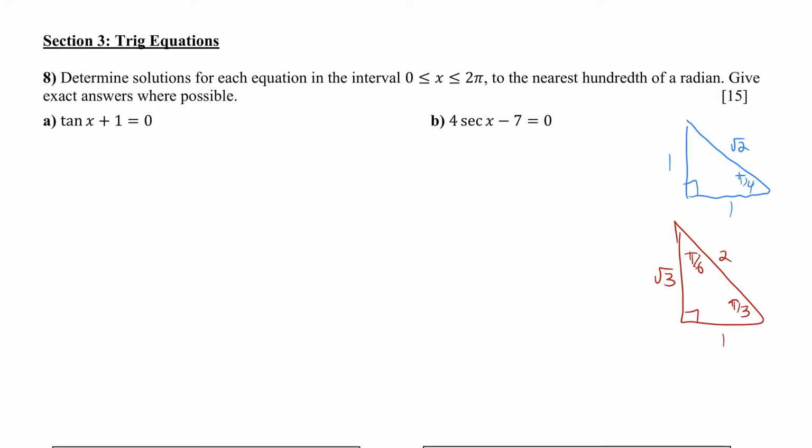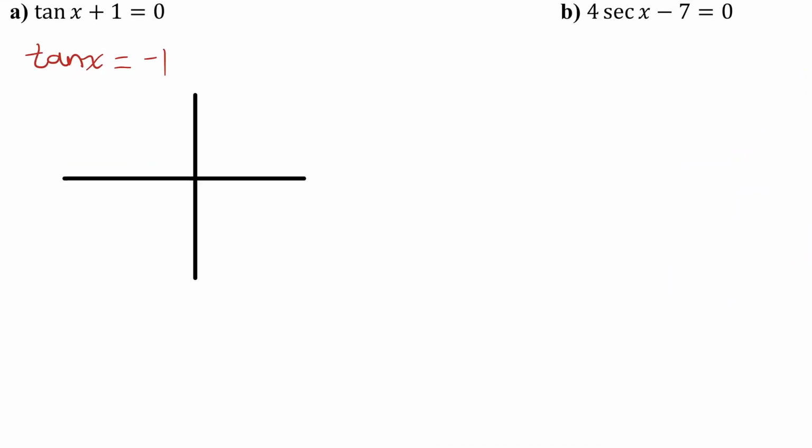For part A, we should always start by isolating the trig ratio. So I will isolate the tan x by moving the 1 to the other side. I have tan x equals negative 1. I like to always then draw my Cartesian grid and figure out where my answers are going to be. For this question, because I have a negative tan ratio, I know my answers are going to be in quadrant 2 and 4. So I will draw a terminal arm in both of those quadrants.